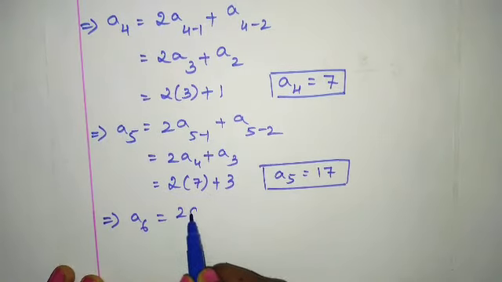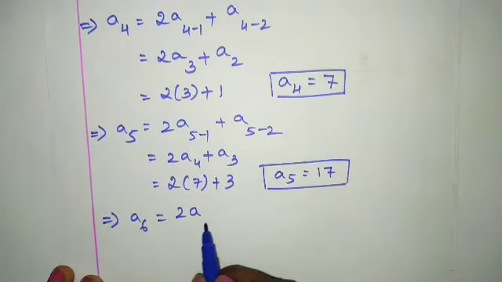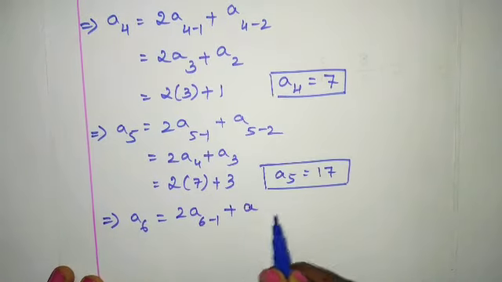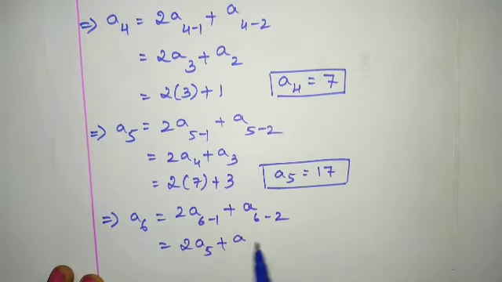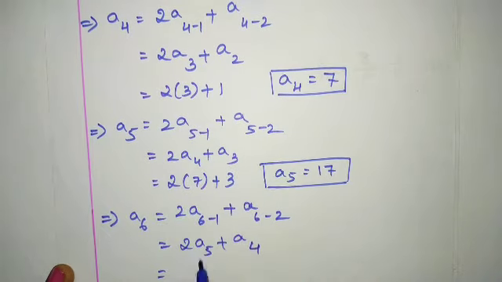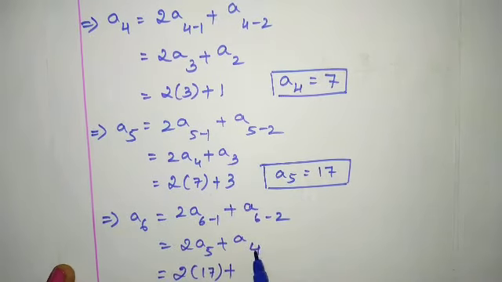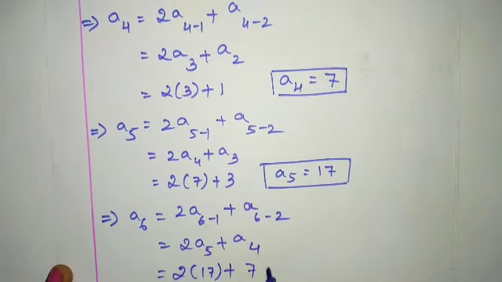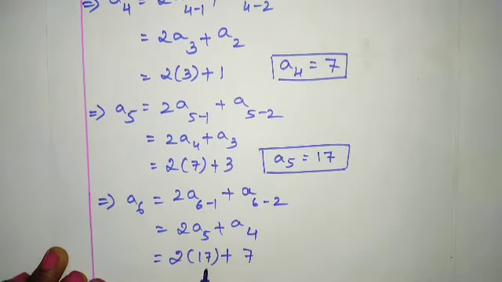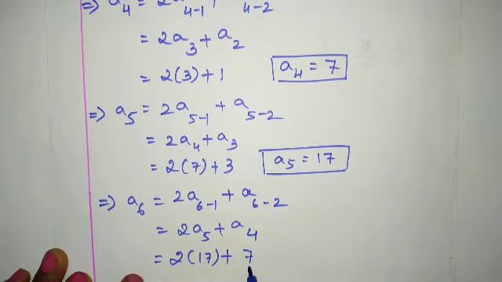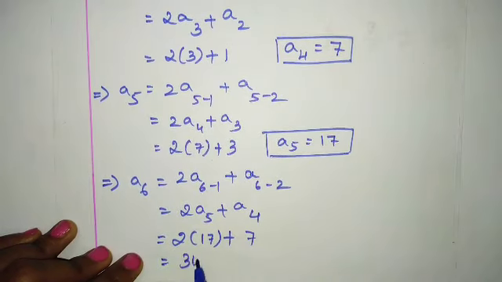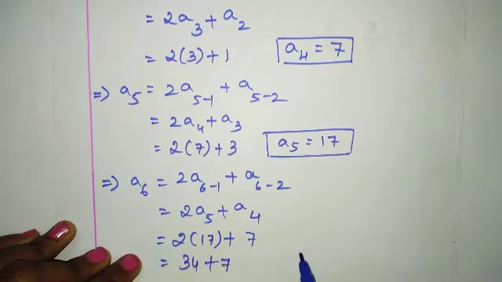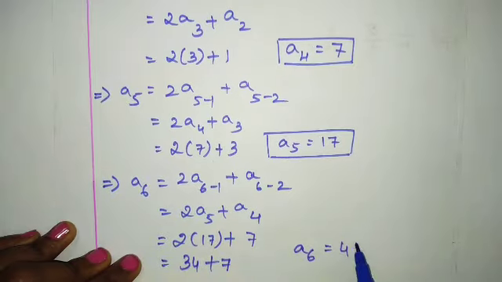a6 is 2 into a(6 minus 1) plus a(6 minus 2), wherever you have n, substitute 6, that is 2 into a5 plus a4. What is your a5? Just now we found 17, plus a4 which is 7. So 2 seventeens are 34, and 34 plus 7 is 41. So a6 is 41.